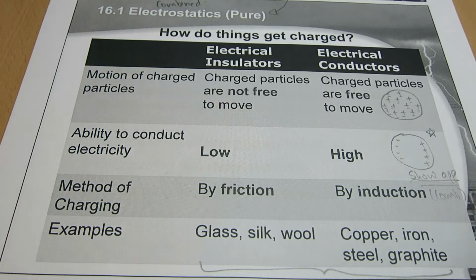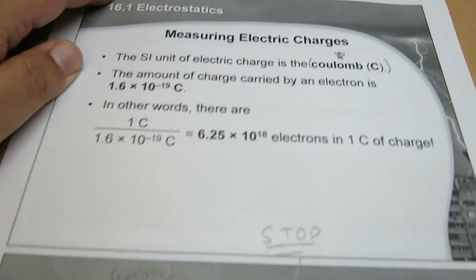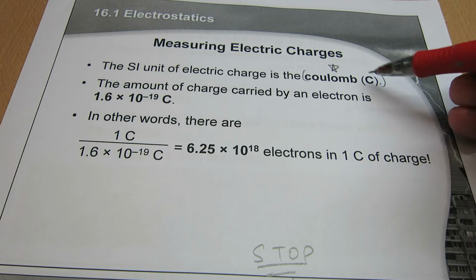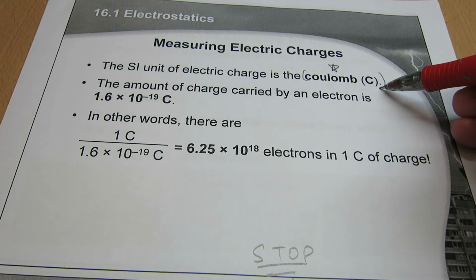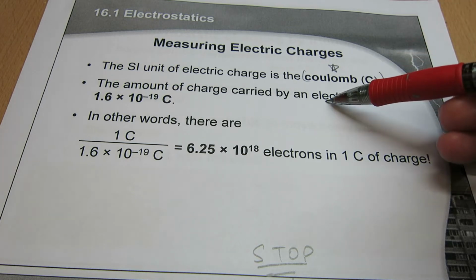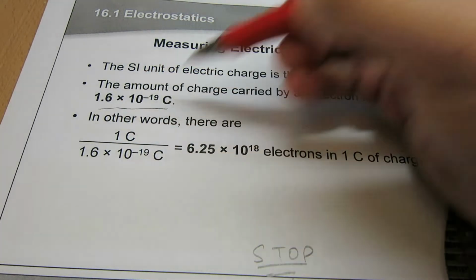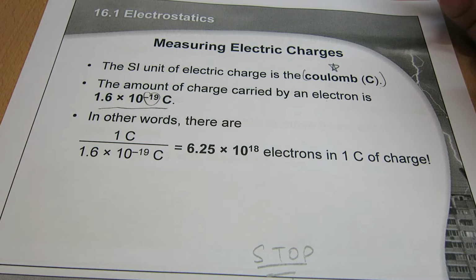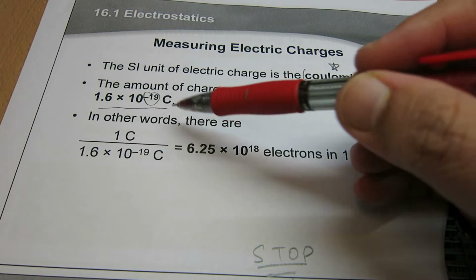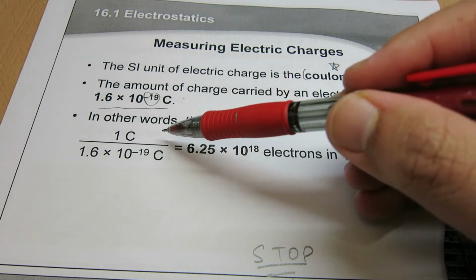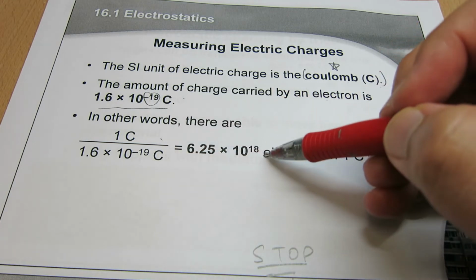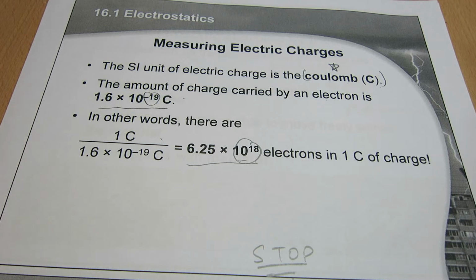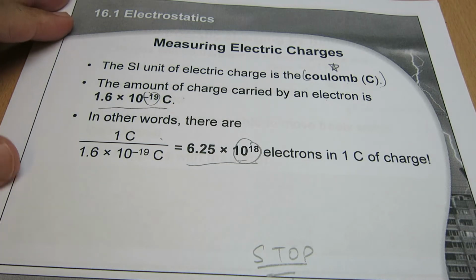Now the SI unit of a charge is a Coulomb, written with a big C when you're writing the units. 1 electron carries a very small amount of Coulomb, 10 to the power negative 19 Coulomb. So it's a very small amount. For you to make up 1 Coulomb of charge, you will need a lot of electrons. The order is 10 to the power 18 electrons in 1 Coulomb of charge.